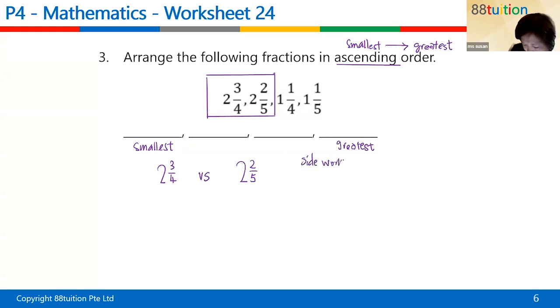What do you mean by side working? I am doing working mentally. 3/4 and 2/5. Then you will say that this is greater than half, but 2/5 is smaller than half. So it is very obvious which one is a greater fraction.